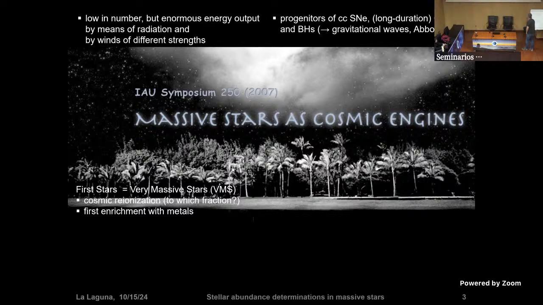Massive stars are supposed to be the first stars, the very first generation of stars in our universe, and at least they are responsible in part for the cosmic reionization. We still do not know to which fraction, but approximately, say, 50–60%. They are more or less completely responsible for the first enrichment of the cosmos with metals.